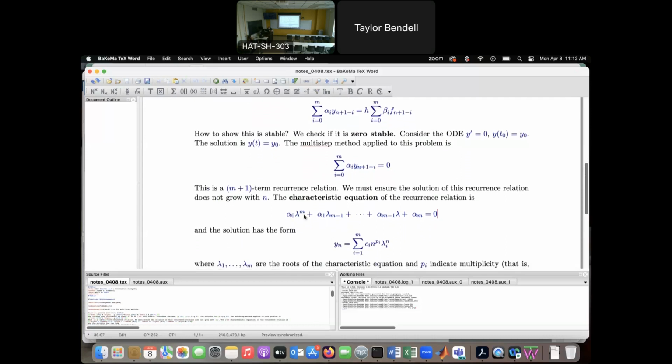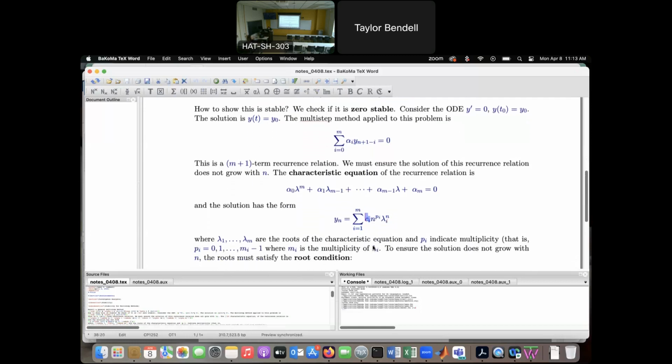Once you have the roots of your characteristic equation, your solution of your recurrence relation, your y_n, can be shown to have this form: a linear combination of the roots raised to the nth power to get y_n. You have some coefficients. The coefficients come from the initial conditions of your recurrence relation. So for a multi-step method, that means your initial data and starting numbers.